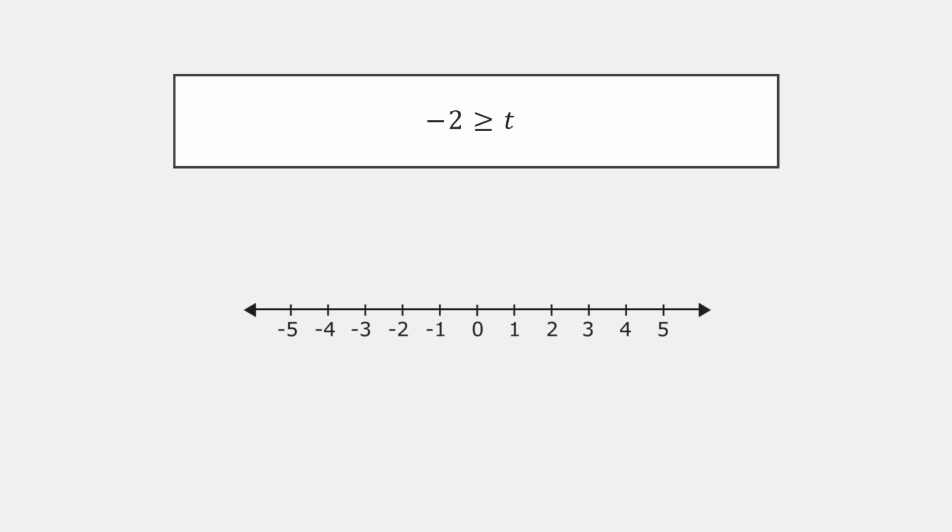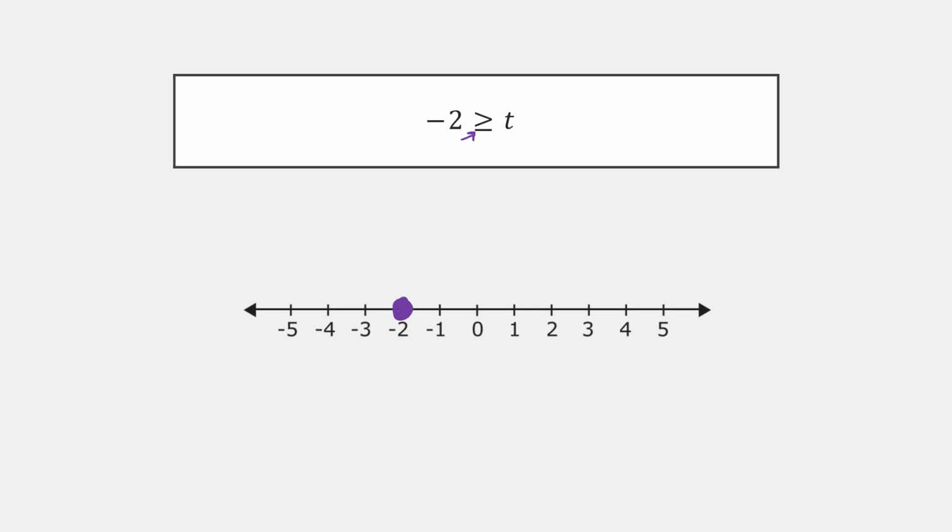This next one we have -2 is greater than or equal to t. Since the variable is by itself, our dot is going to be at our number, -2. But do we fill in the dot or leave it open? That's all determined by this little line here. If you have the line, which means you're including -2, we want to fill in the dot. If the line wasn't there, we would just keep it open. But now, which way do we shade?